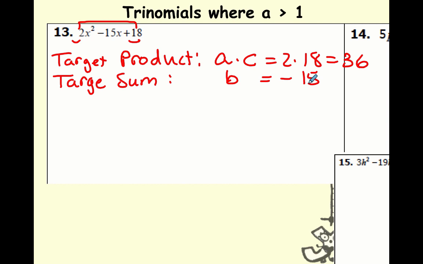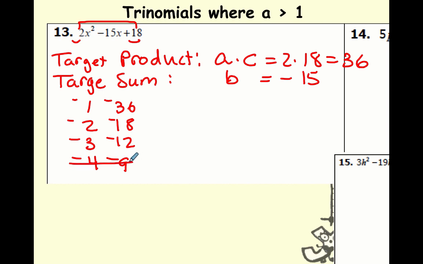which means they both have to be negative, because a negative times a negative makes a positive, but when you add two negatives, you get a negative. So going through my numbers, I have 1 and 36, 2 and 18, 3 and 12, 4 and 9. And remember we said they all had to be negative because a negative times a negative makes a positive, but the sum of two negatives is negative.